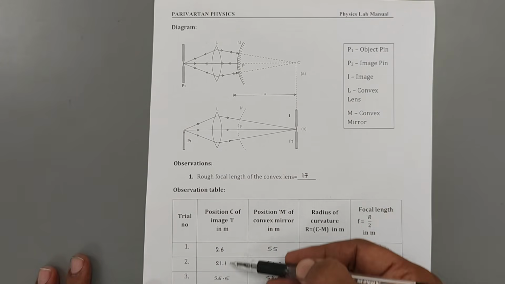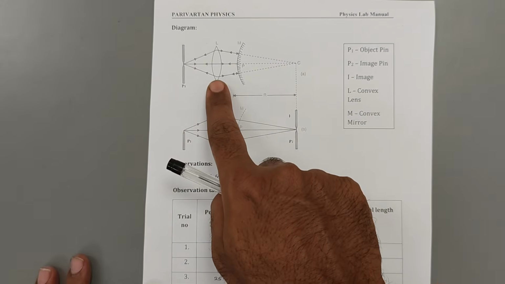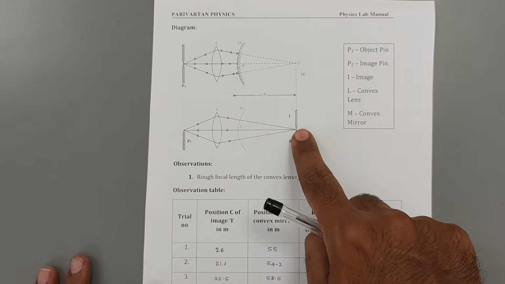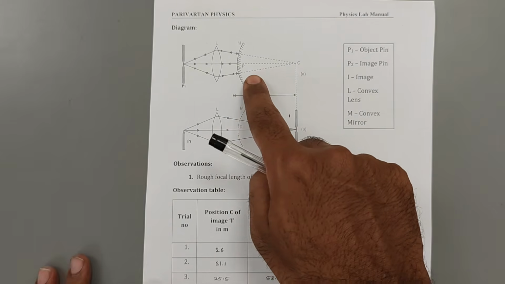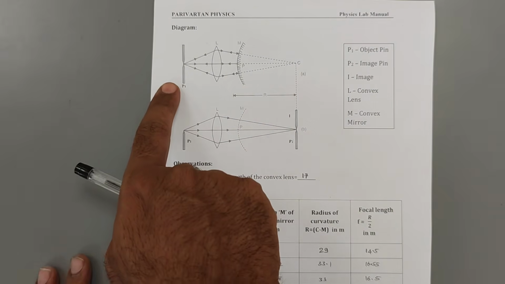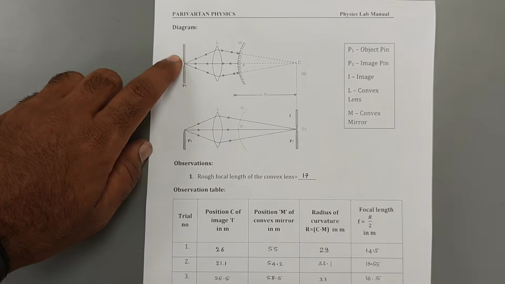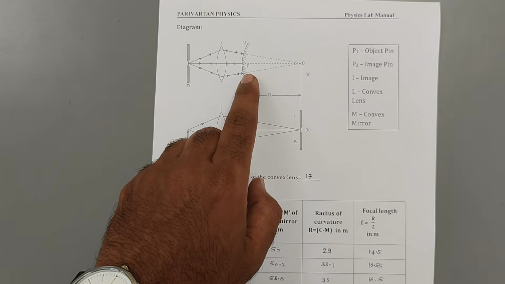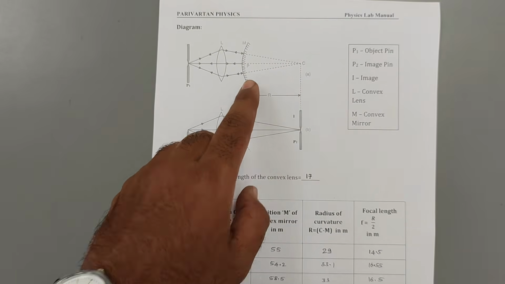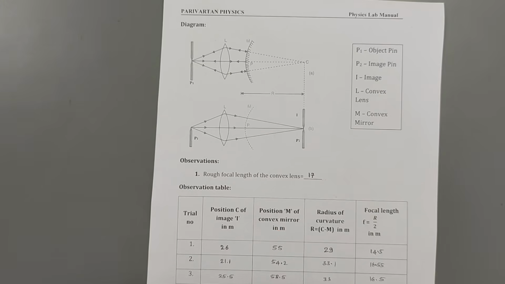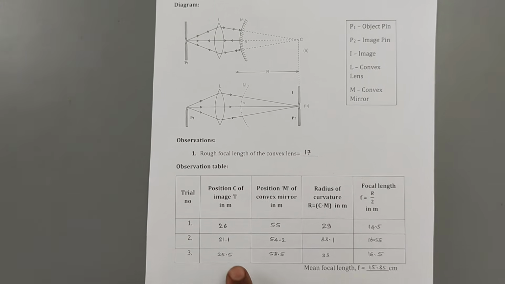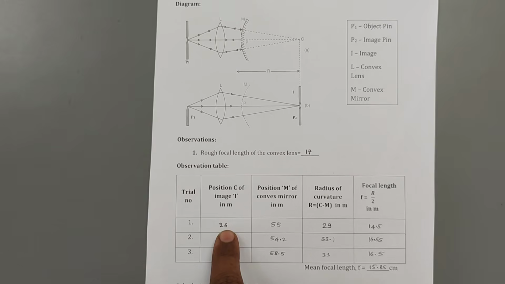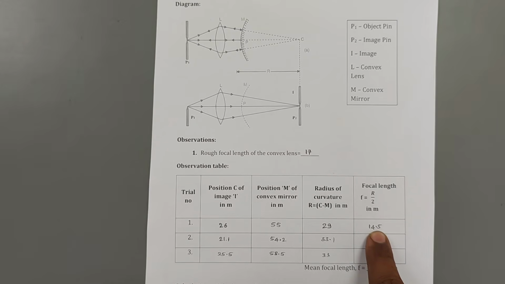After finding the position of this image, we kept the convex mirror in between the lens as well as the first image. Sitting on the side of object pin, we again saw the inverted image of that object pin and we removed the parallax by adjusting the convex mirror. After removing the parallax, we had noted down the location of the mirror and that position is noted down here. So for the first trial, the first image we got at 26 and the mirror was at 55, right? So the radius of curvature of the mirror is 29 and focal length is 14.5 centimeter we have got.